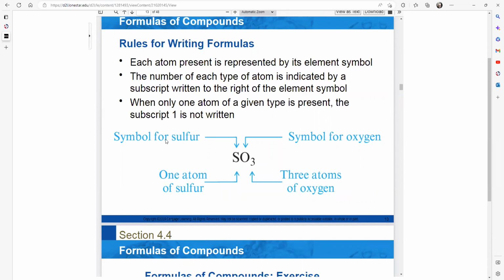S is the symbol for sulfur. O is the symbol for oxygen. But you can see here, you don't write the number 1, but you know that here you have only 1 atom of sulfur, and here you have 3 atoms of oxygen. Then the number of atoms in a compound is constant.